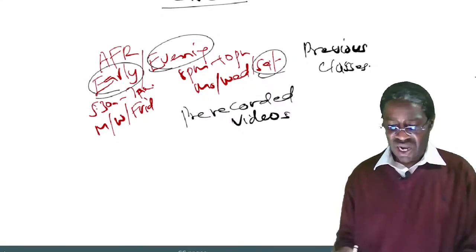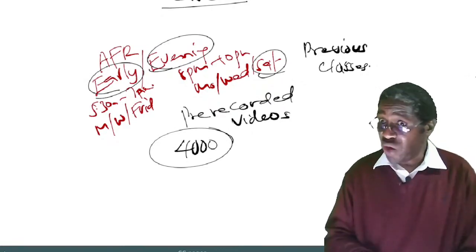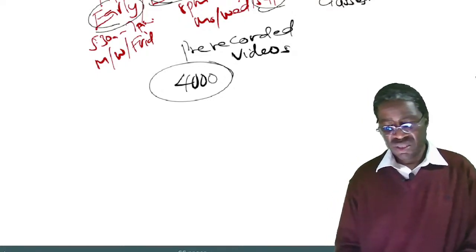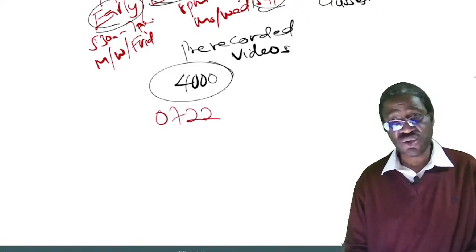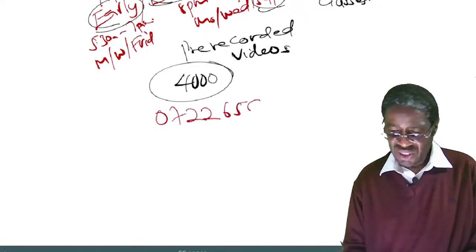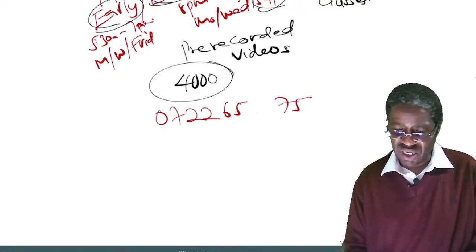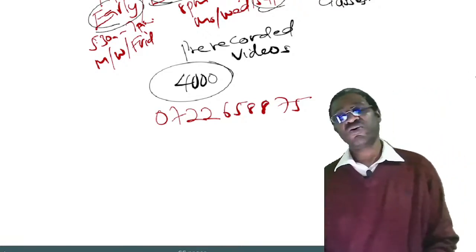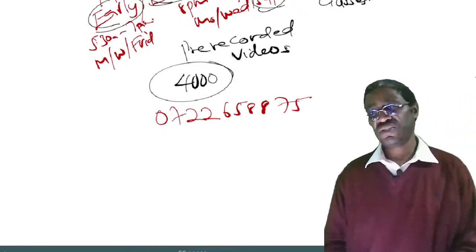That is it. Now, we are charging 4,000 shillings. But we also accept payments in installments. If you are interested, then you can call me on this number, 0722 65 8875. We can talk on how you get the videos of the previous class. If you are buying pre-recorded videos, fine, good.